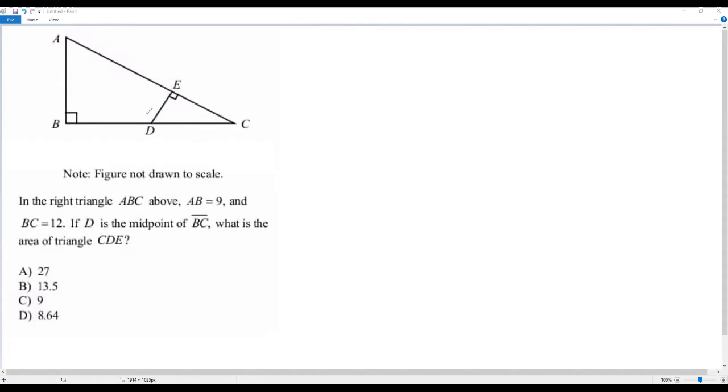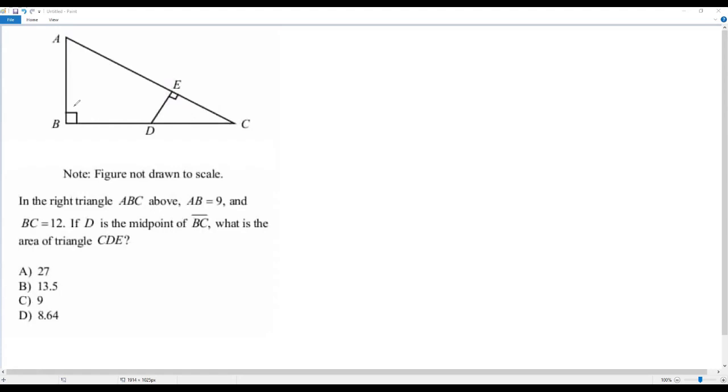Now let's consider the two right triangles in the given figure. That is the right triangle ABC and the right triangle CDE. At the vertex B of the bigger triangle, we have a right angle. At the vertex E of the smaller triangle, we have a right angle. And C is a common vertex for both triangles.